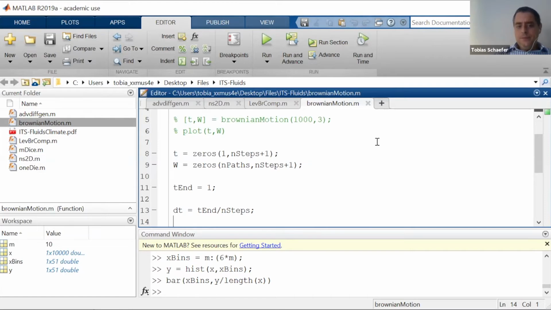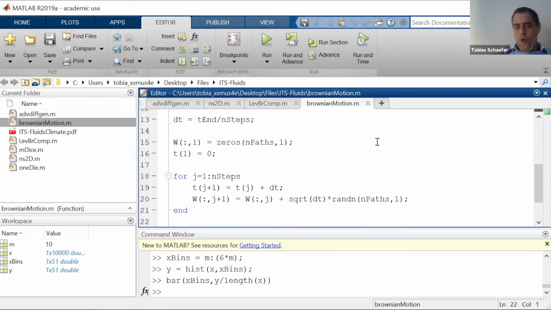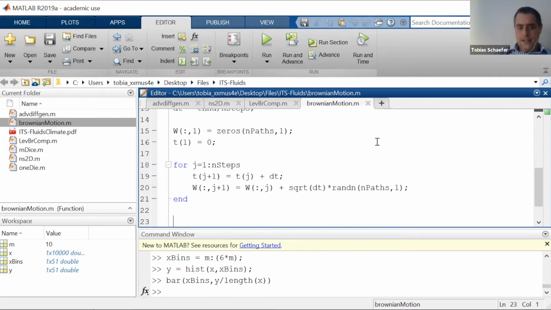And the whole evolution is vectorized. So in line 20, you see whenever I move forward, if I have 5 paths, I draw 5 random variables that are independent. That's the randn(nPath, 1). And then I just move step by step, but I simulate all these paths simultaneously. And what is really important is, you see in line 20, there's this square root of dt. That's exactly the right scaling of the Brownian increment.